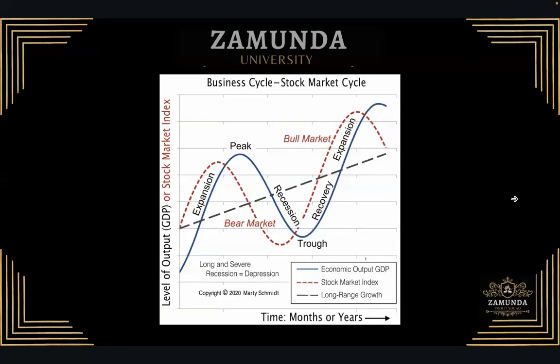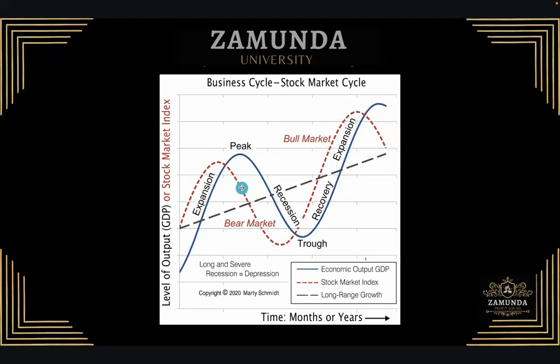So let's see how that looks. Here's a graph of the economy, which is the blue line, and then the dotted red line is the stock market. As you can see, we go from expansion, and then we have a peak at the top. And then we have a bear market. Then we have some sort of recovery, the beginning stages of recovery. And then we have a full run on a bull market. We reach another peak, and then we start the cycle over again.